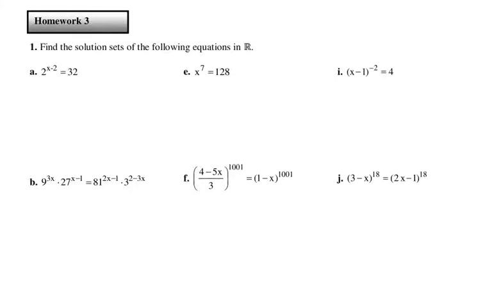Okay, so homework 3 is all about exponential equations. We're going to just do the top half of the sheet here.